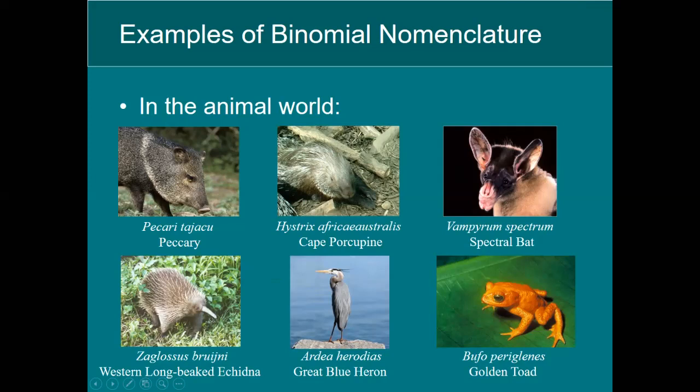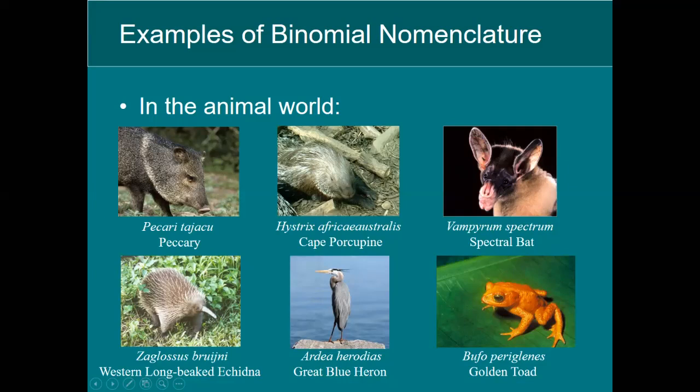So we can start out here when we look at the peccary. The common peccary is Pecari tajacu, and so you'll notice that even though the spelling's different, the genus name is very similar to the common name. If we look at the Cape porcupine, Hystrix right here, Hystrix is the genus for porcupines, and this particular one is Hystrix africaeaustralis. Now the australis right here means of the south. So africaeaustralis is southern Africa, and this is actually native to the Cape of South Africa. And so that's where its scientific name comes from.